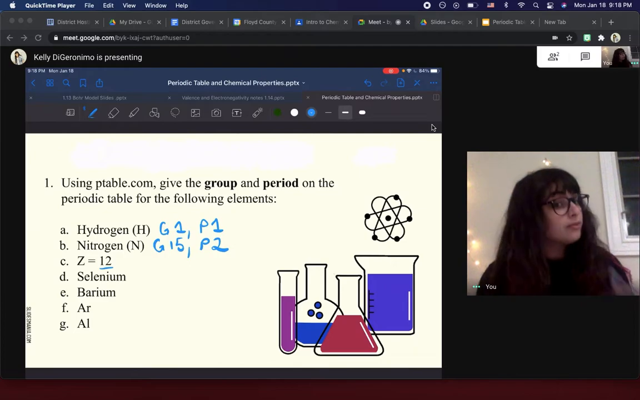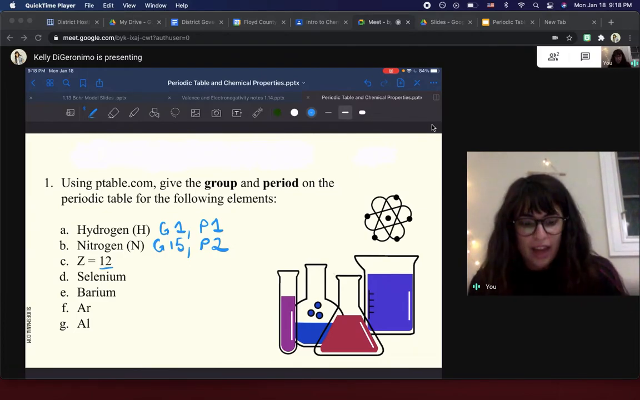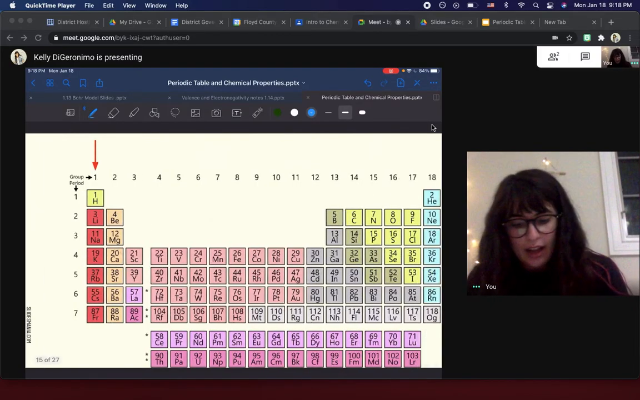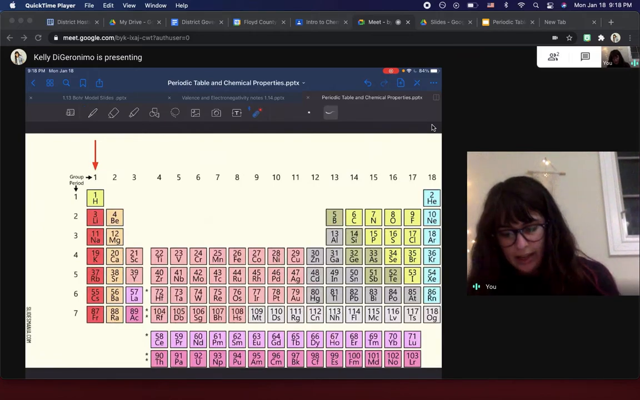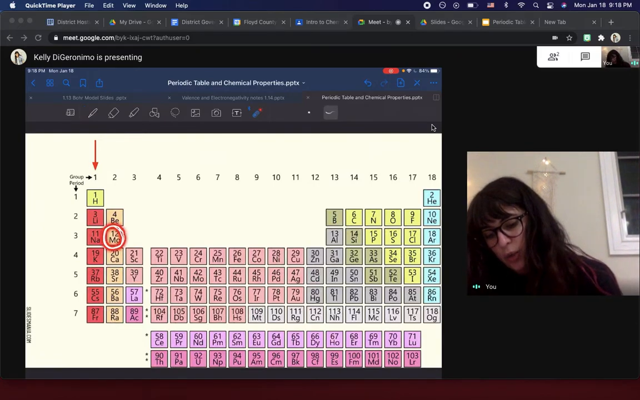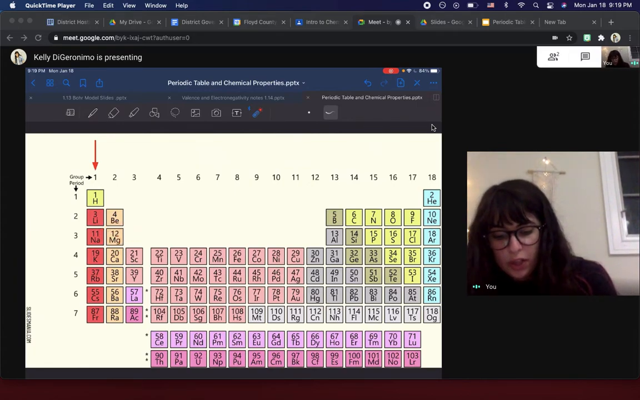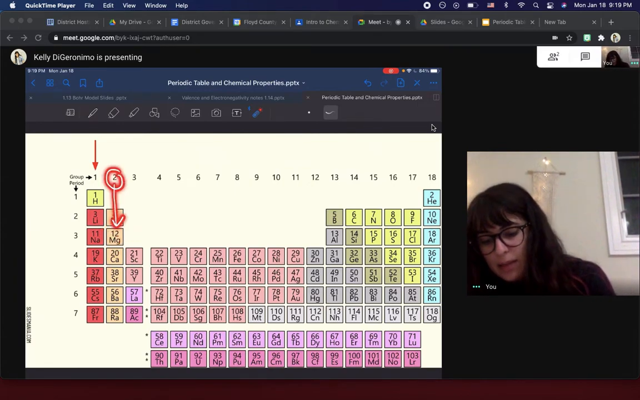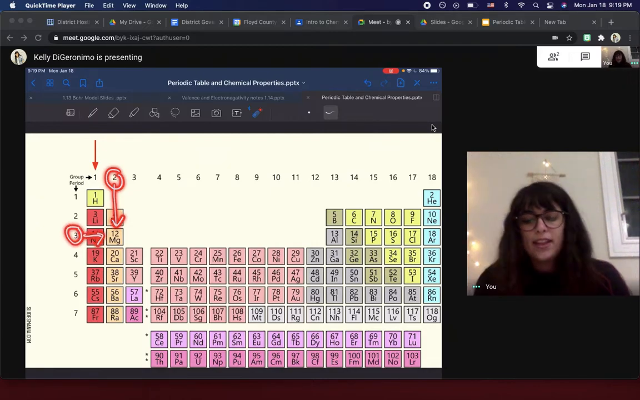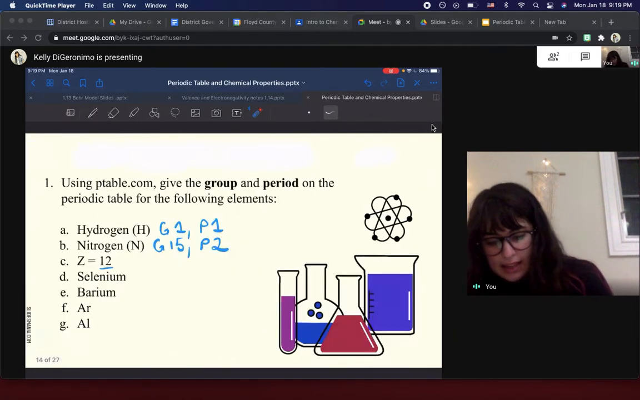Atomic number 12. Let's check that one too. Atomic number 12 is going to give us magnesium. That 12 up there, remember, is its atomic number. What group is it in? Group 2. What period is it in? Period 3. So group 2, period 3 for magnesium, G2P3.